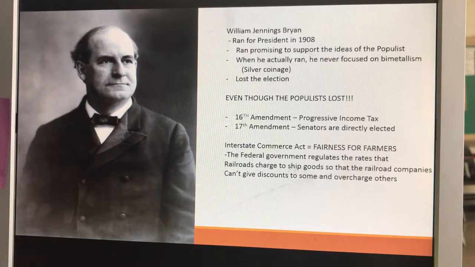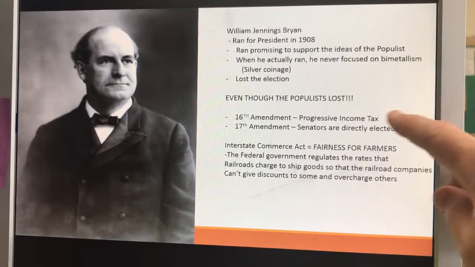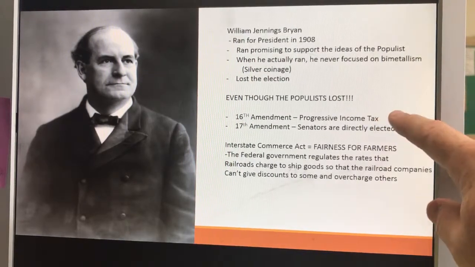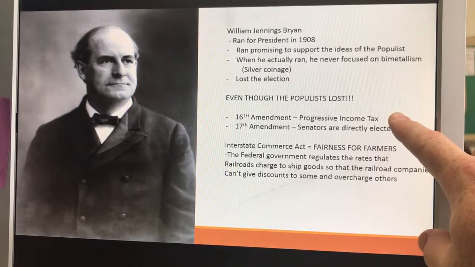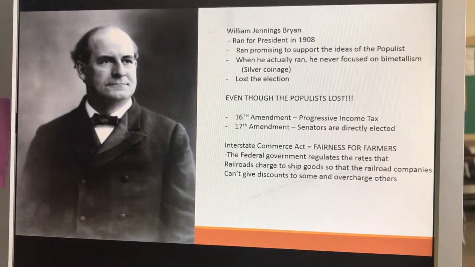So the reason we studied the Populist Party is, again, because even though they didn't get an elected official as president, they did get two reforms. The first being the 16th Amendment, the progressive income tax, and the second being the 17th Amendment, senators are directly elected. The other thing, besides banks, that they hated were the railroads.